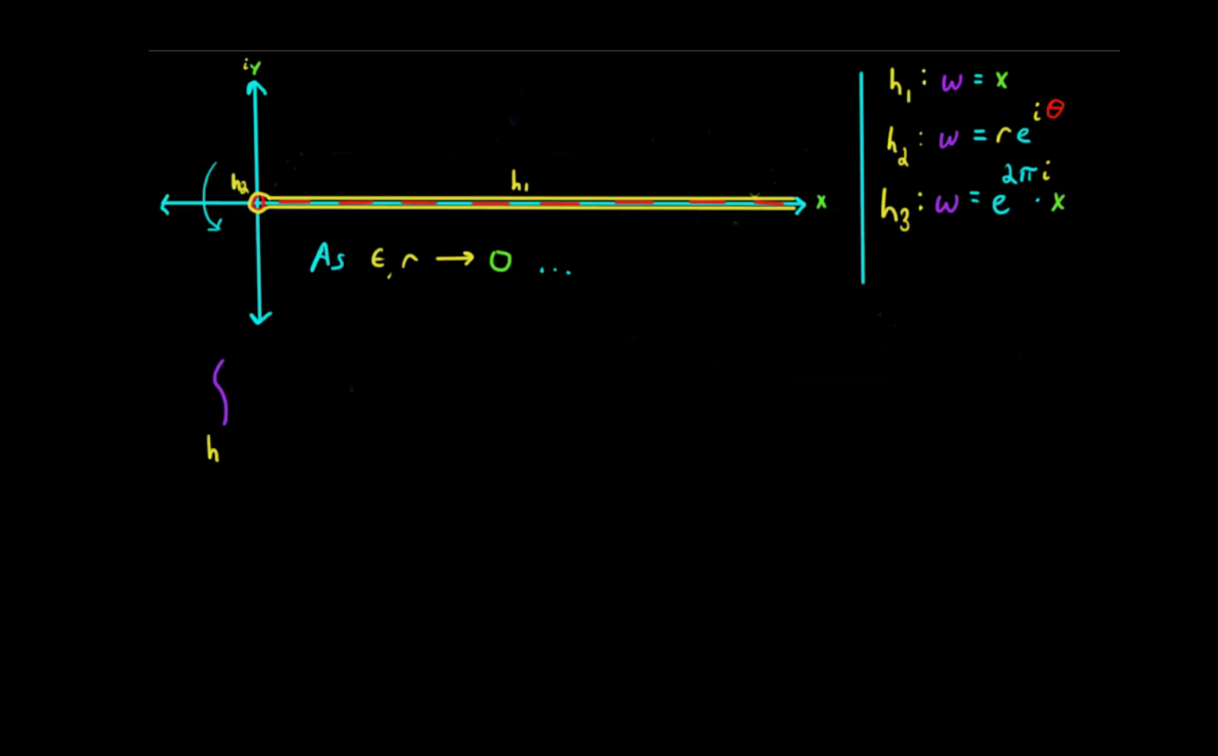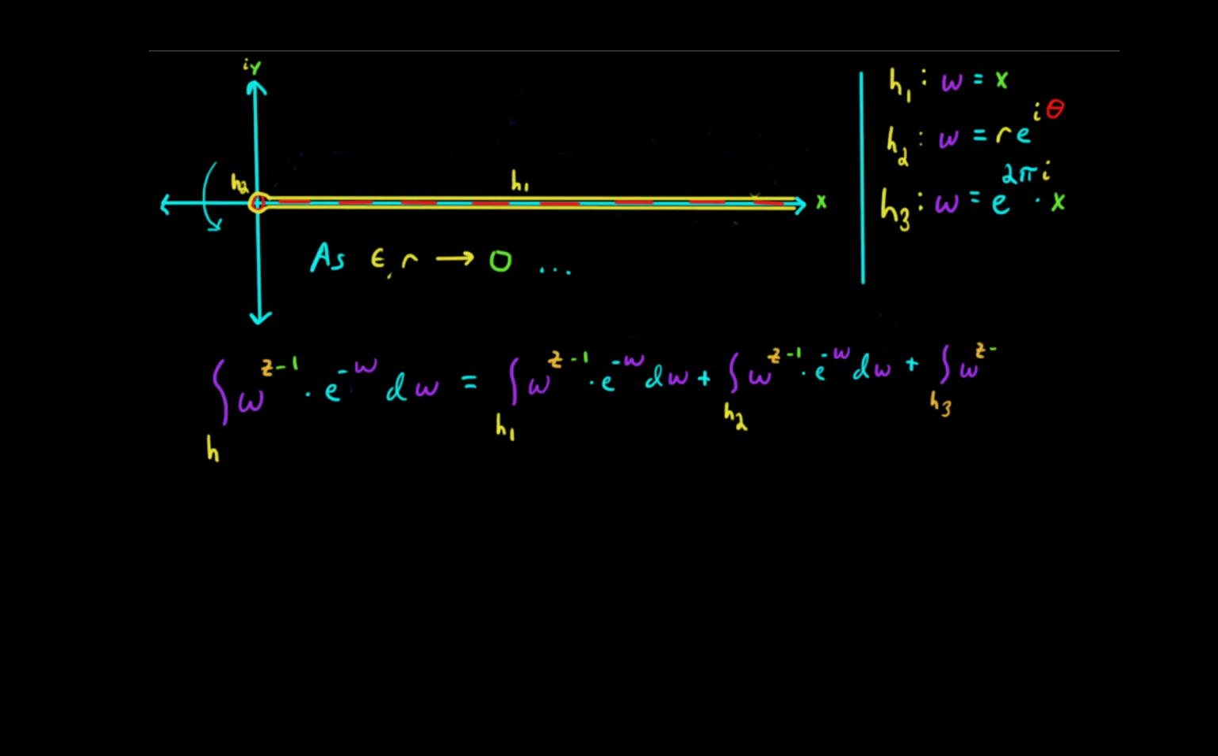So now we can write the contour integral along lowercase h, our limit contour, for the function w to the z minus 1 times e to the negative w dw equals, we'll break it up into these pieces, the integral over lowercase h1 of w to the z minus 1 times e to the negative w dw, plus the integral over h2 of w to the z minus 1 times e to the negative w dw, plus the integral over h3 of w to the z minus 1 times e to the negative w dw. And now we can substitute in these parameterizations.